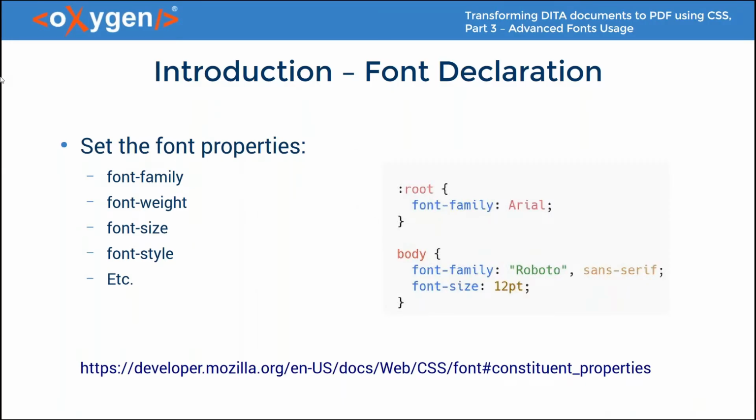So first of all, let's start with the basics. In order to customize the fonts in CSS, we need to use the available font properties. For example, here is a small list with the usual properties, which are the font family, the font weight or font size. And on the right side, you can see some really small examples on how to use them.